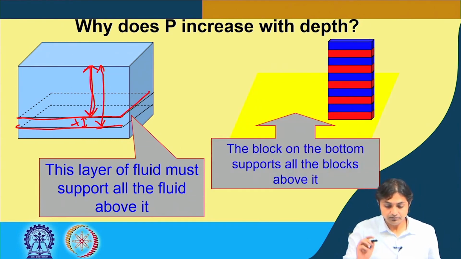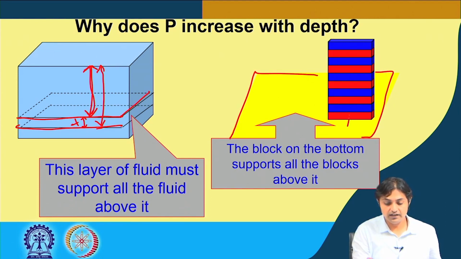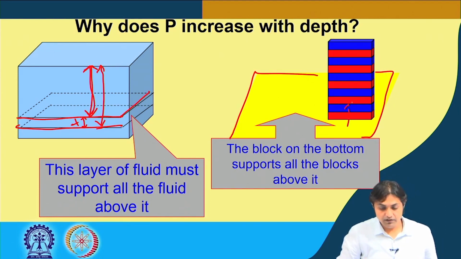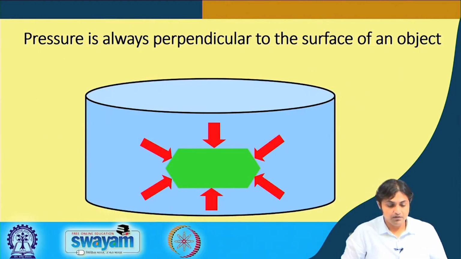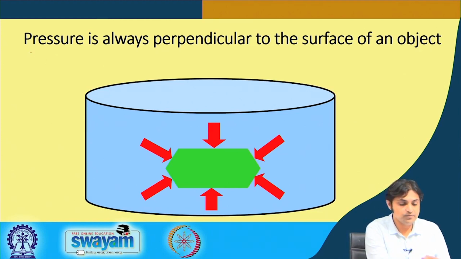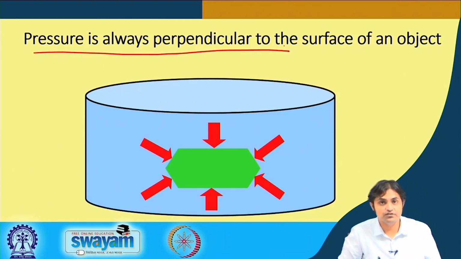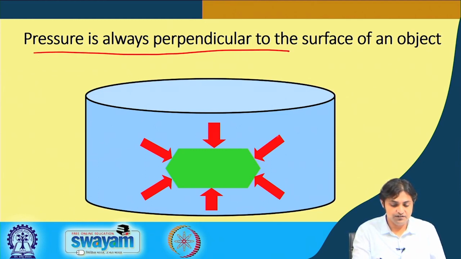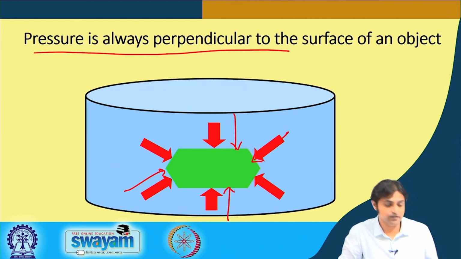So this block, the one shown in yellow, shall be supporting all the blocks that are above it. That is another way to see why the pressure should increase with depth. One of the other important features of pressure is that pressure is always perpendicular to the surface. This is very, very important. As you can see, if this is a surface, we have a perpendicular like this, on this surface like this, on this surface like this. Here we have indicated it by the thick red arrows.